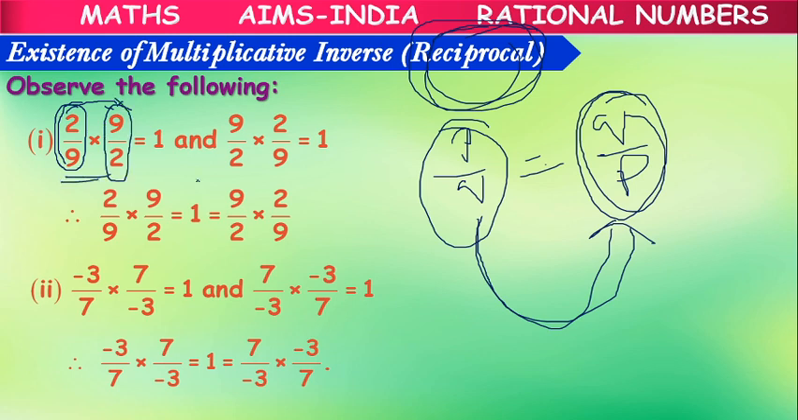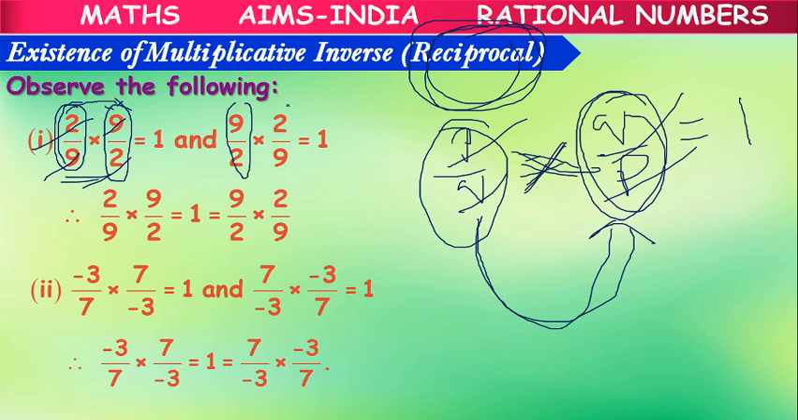If we do product of rational number and its reciprocal, what happens? 2 gets cancelled. 9 gets cancelled. All values get cancelled. There will be nothing, means we have to take it as 1. Or 9 by 2 is there. What is its reciprocal? 2 by 9. 2 cancel, 9 cancel, 1.